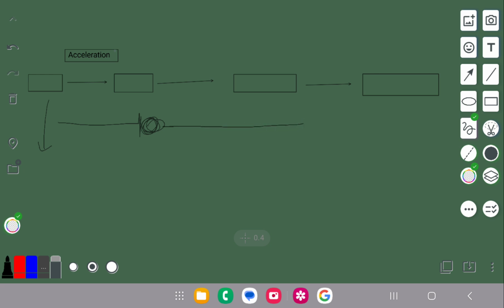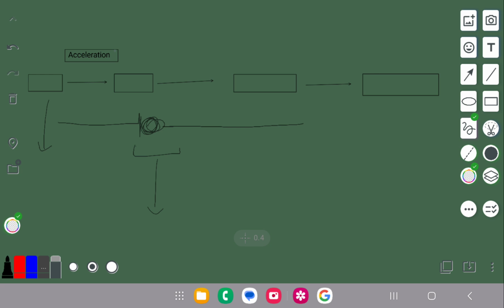Now, what happened at this point? At this point, what is the speed? We can't say an exact speed or velocity at this point, because the velocity has changed at this point, and this change in velocity is simply called acceleration, what we were studying.